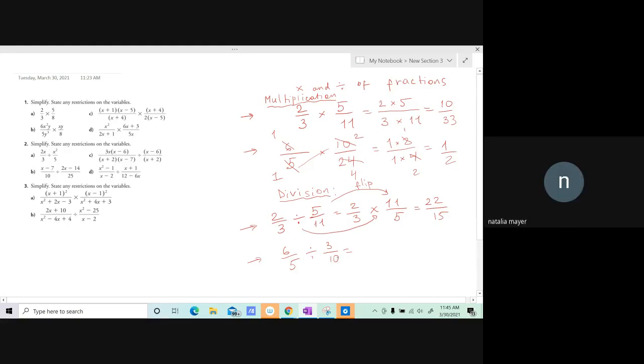So the answer is no. Why? Because for the division, we have to first exchange it with the multiplication and flip. You can cancel only when you have a multiplication between the fractions. You cannot cancel when you have division. We're going to replace division with multiplication and flip the second fraction. So it's going to be 10 over 3. So it's totally different. Now we're going to cancel. Miss, the answer will be 2.